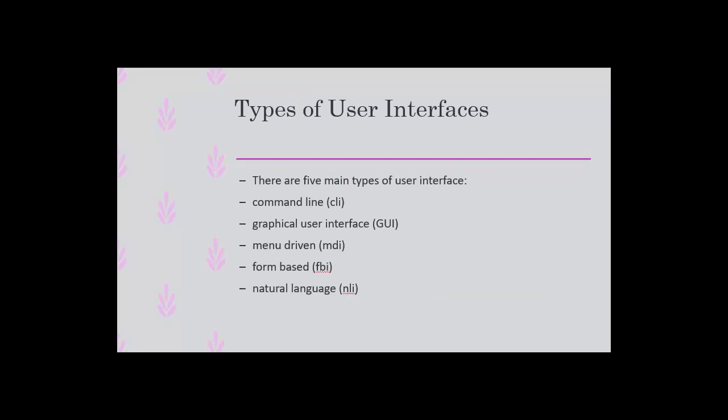Types of user interfaces. There are five main types of user interfaces: command line, graphical user interface, menu driven, form based, and natural language. Let's see what those are.